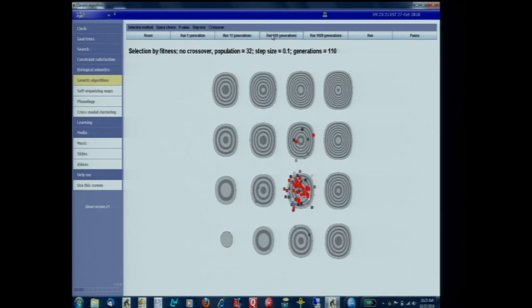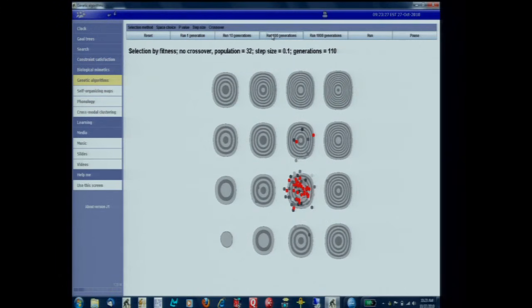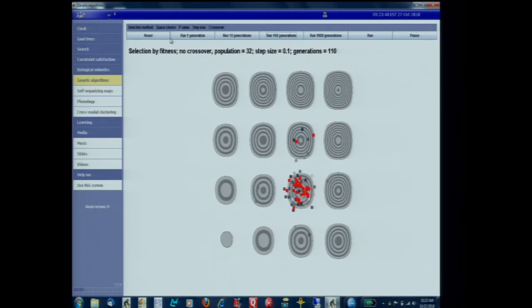You note that I have not included any crossover so far. So if I do have crossover, then if I've got a good X value and a good Y value, I can cross them over and get them both into the same situation. But nevertheless, this thing doesn't seem to be working very well.